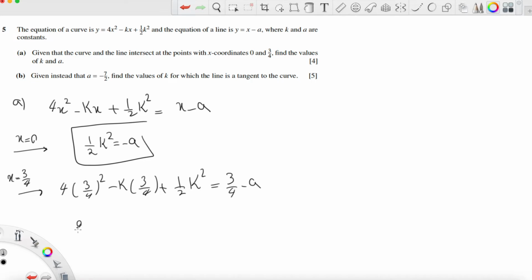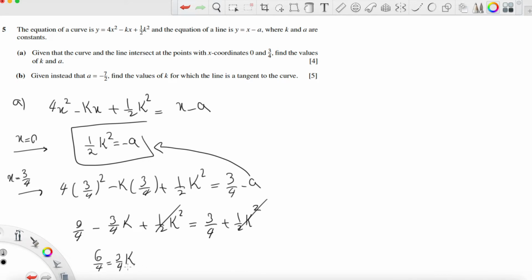So it will simplify to 9 over 4 minus 3 over 4 k plus half k squared is equal to 3 over 4 minus a. We know that minus a is equal to half k squared, so I replace it to have one unknown. So they simplify each other. It will become 6 over 4 is equal to 3 over 4 k. 4 and 4 cancel out, giving you an answer of 2 for k, part A.